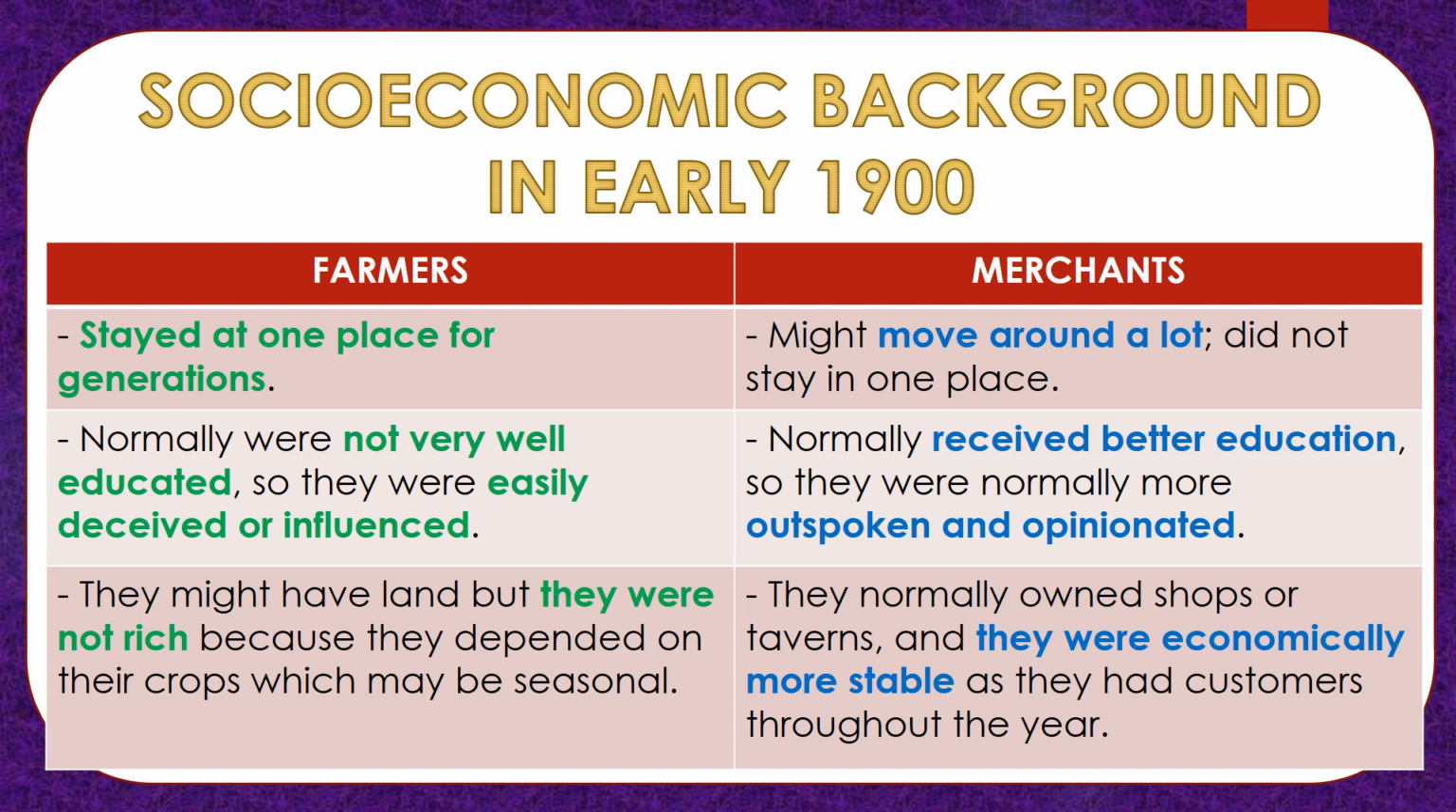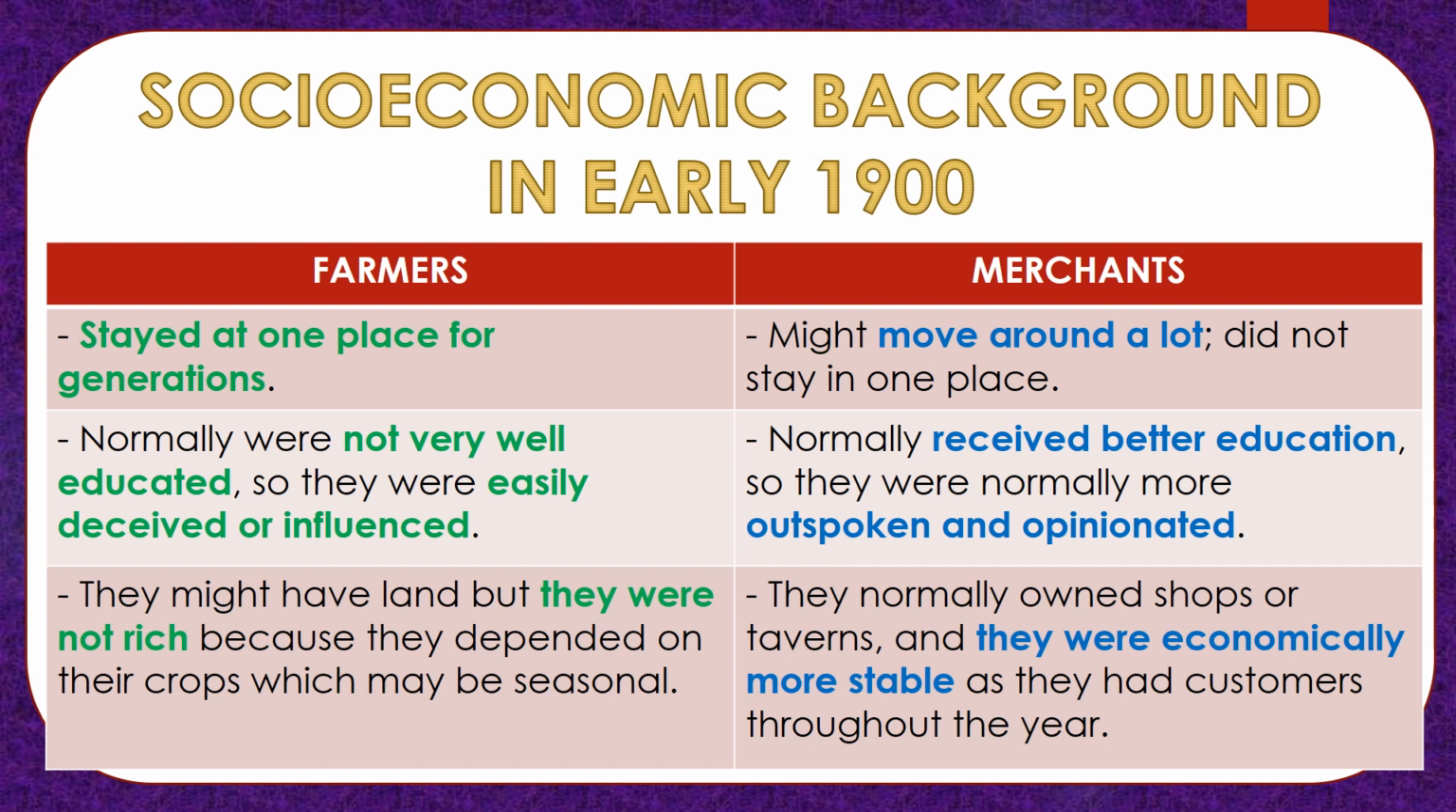So for farmers, they usually stayed in one place for generations, right? Meaning dari zaman moyang, datuk, nenek, ayah, anak, cucu, cicit, they stay in one place. Because they stay in one place, they don't move around, they form a very strong community. They have a sense of community. They know the people around. And because of that, they help each other and they believe in each other. And because of that also, they might not trust people from outside.